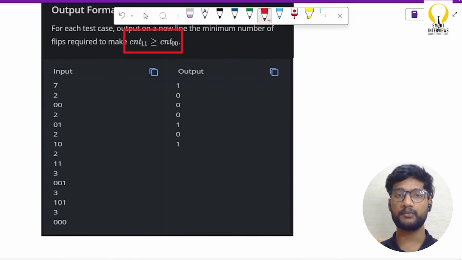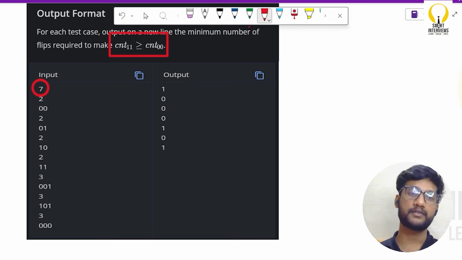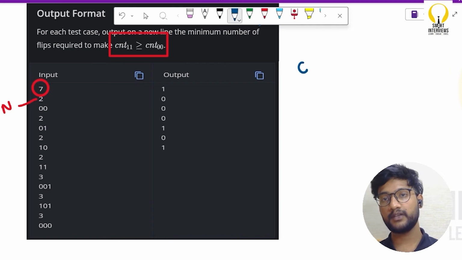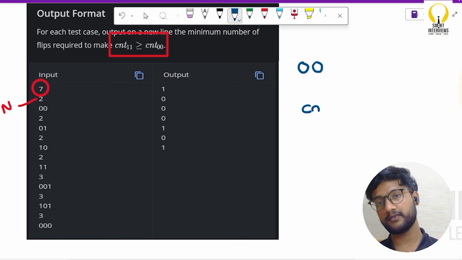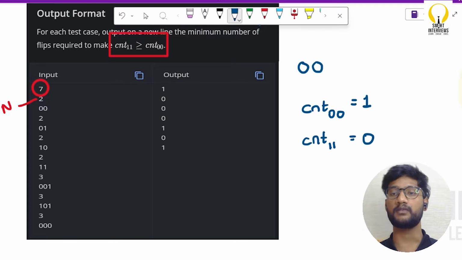Now we'll try to see a few basic inputs and outputs, guys, so that you'll get to know how we can solve this problem. Let's say you have 7. That means you have 7 test cases. The first line denotes your test cases. After that, there is n, and you have been given the string 00. That means how many counts of 00 substrings are there and how many counts of 11 are there. Can I say the count of 00 is 1, and the count of 11 is 0.